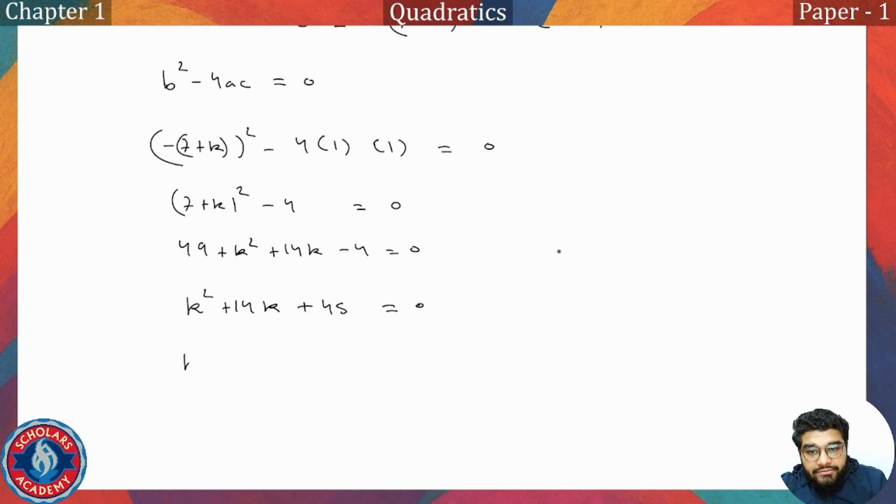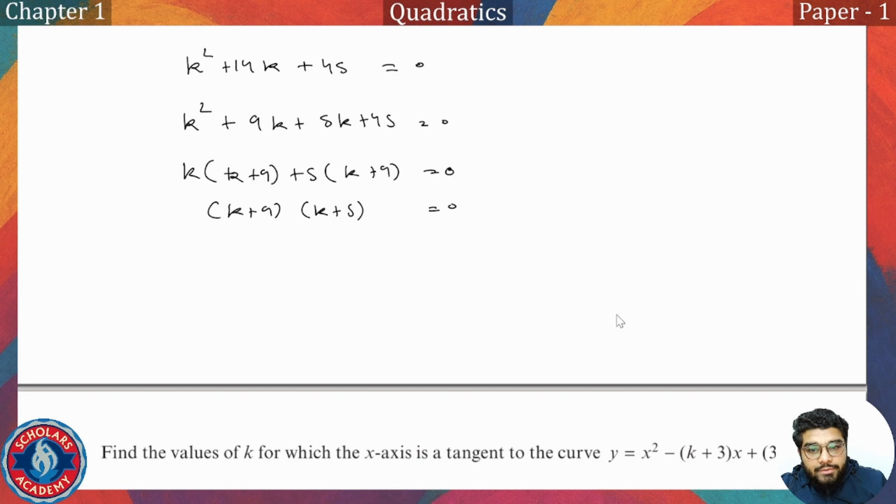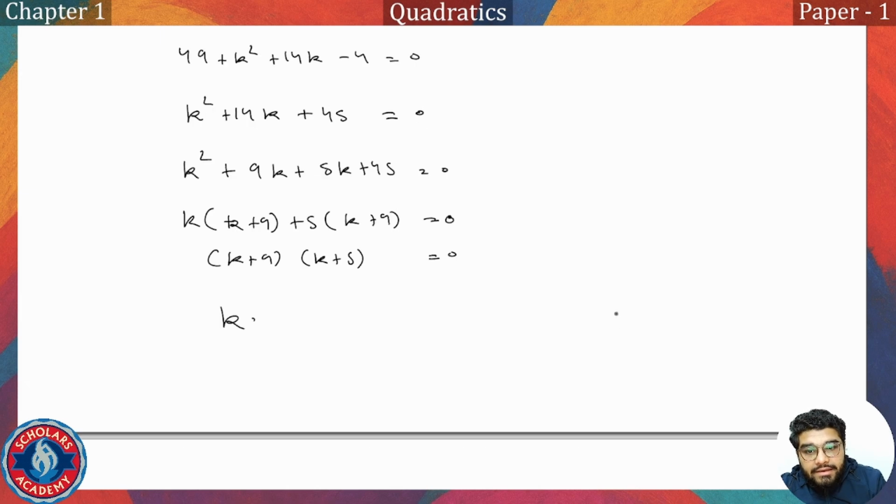So we can simplify it. We get k square plus 9k plus 5k plus 45 is equal to 0. Taking k common, k plus 9, and taking 5 common, k plus 9 is equal to 0. So (k plus 9)(k plus 5) is equal to 0. So either we get k is equal to negative 9, or k is equal to negative 5. I hope it is clear. Let's move forward.